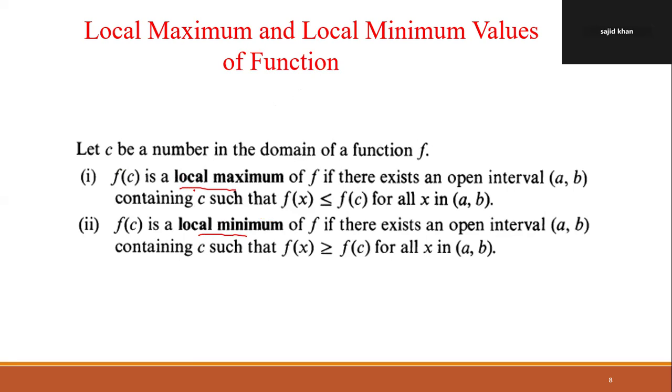So what is a local maximum value? It is when f of c is greater than or equal to f of x for all x in (a, b). Basically, it is an open interval. It is basically a neighborhood of c.